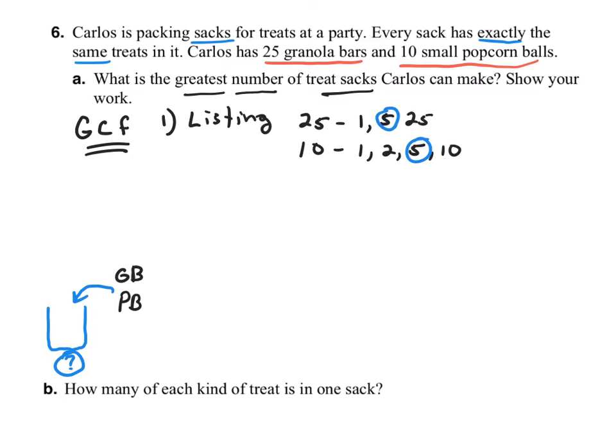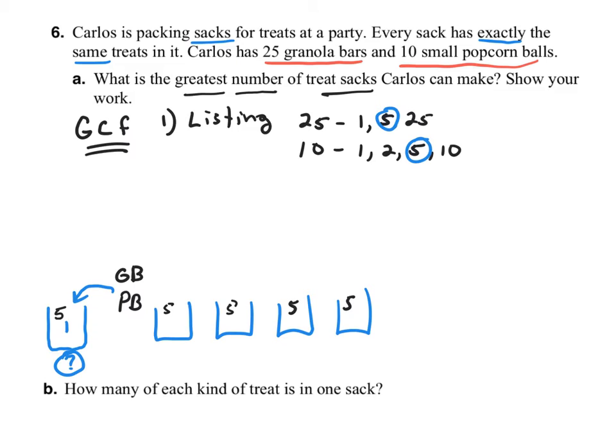So what does that mean? It means that Carlos could have 5 packs. So we'll call this one 1, 2, 3, 4, 5. So if he has 5 snack packs, how many granola bars would go in, and how many popcorn balls? Well, 25 divided by 5 would mean that each snack pack has to have 5 granola bars. So I'll write 5, 5, 5, 5, and 5.